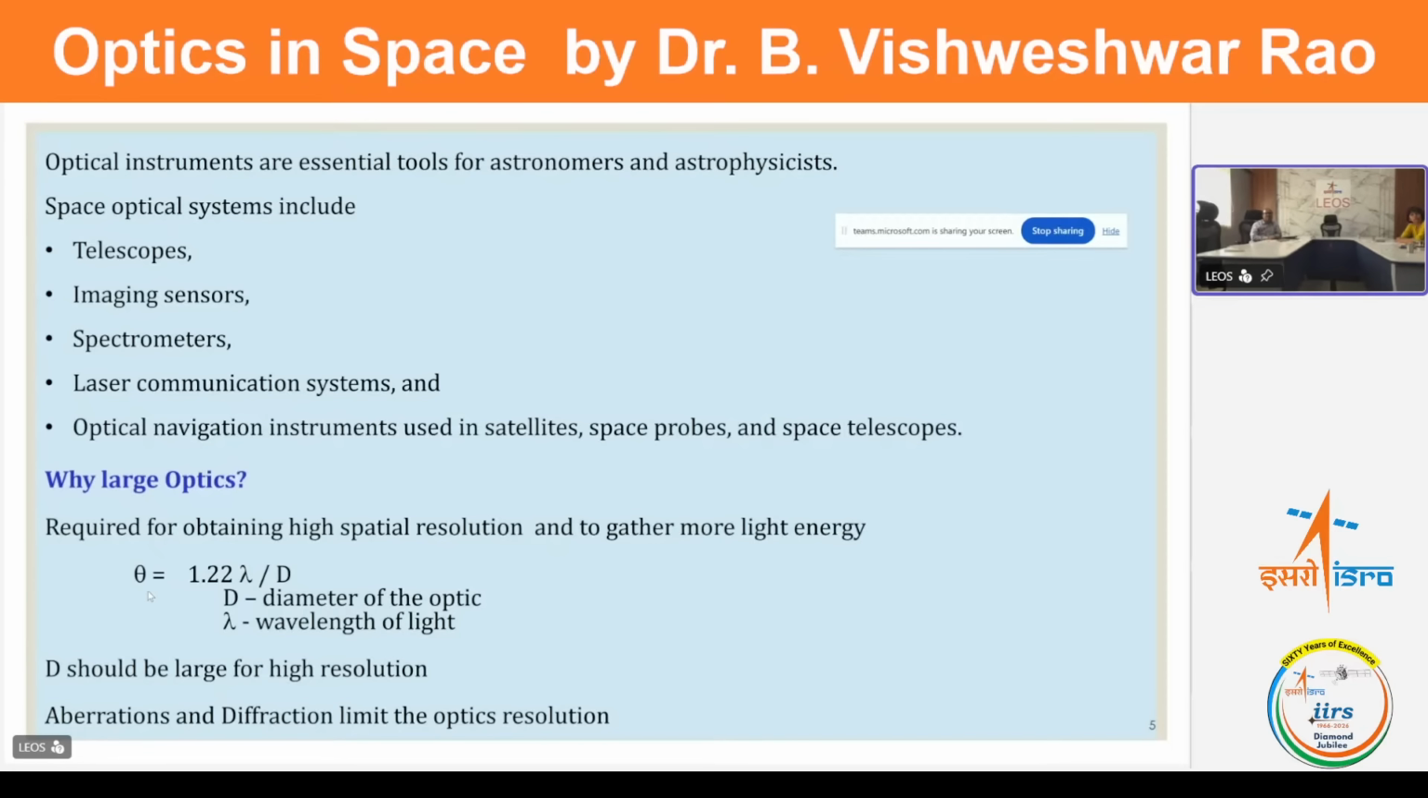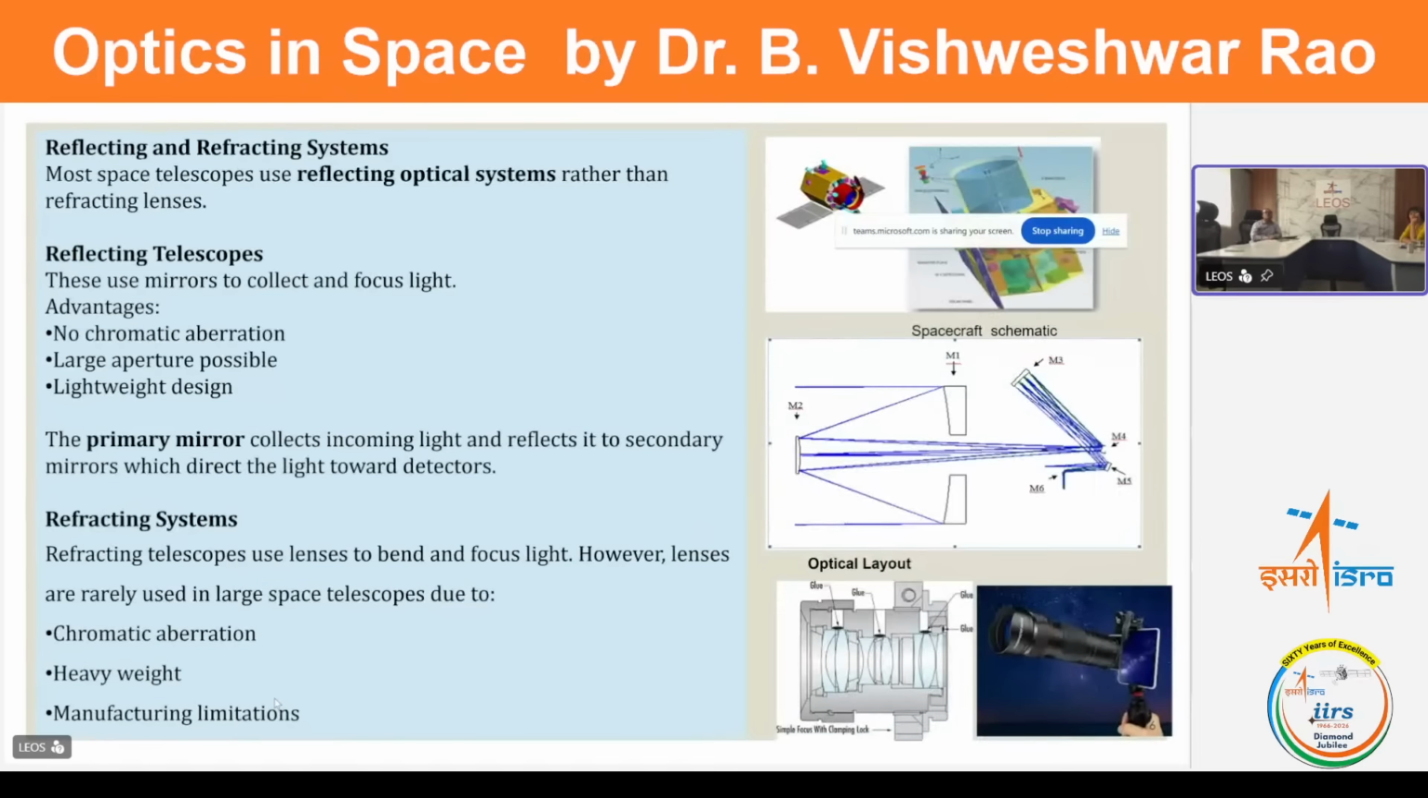Coming to this equation, resolving power is given by 1.22 lambda by D, where D is the diameter of the optics and lambda is the wavelength of light which we are using for imaging. So as the diameter increases, you will get very high resolution imaging. Generally, this optics has limitations in terms of aberrations and diffraction limit. So we call them diffraction limited optical systems, because these limits are bound to happen because of the diffraction phenomena.